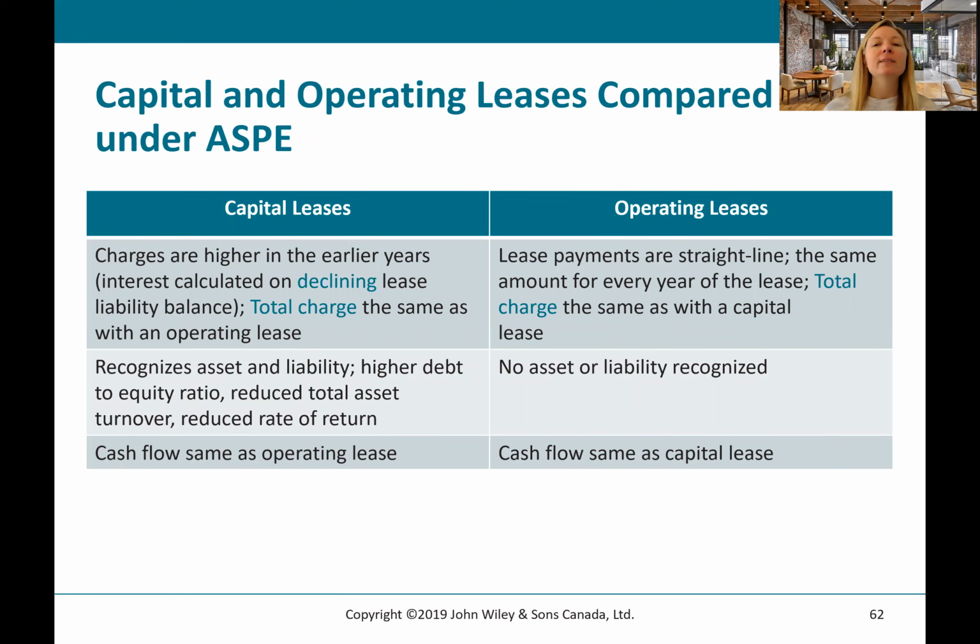Okay. So under capital leases, capital versus operating. A capital lease has higher charges in the earlier years because interest is calculated on a declining liability balance. But the total charge between a capital lease and an operating lease on the income statement is exactly the same. We also recognize an asset and a liability under a capital lease, and this gives us a higher debt to equity ratio, and it reduces our total asset turnover. And our cash flow is the same under both ways because the lease payments to the lessor are the lease payments to the lessor. There's no question about that.